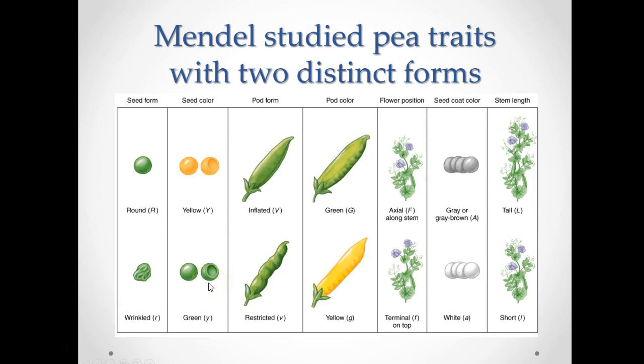So alleles are just alternate forms of a gene. So they are a different phenotype, right? So you can be yellow or green for your seed color. You can have wrinkled or round seeds for your seed form.